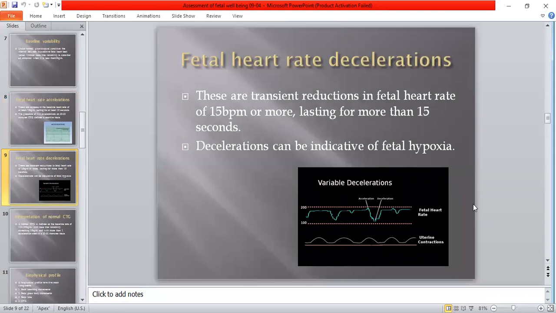Fourth is fetal heart rate decelerations. These are transient reductions in fetal heart rate of 15 beats per minute or more, lasting for more than 15 seconds. This is absolutely the opposite of accelerations. Decelerations can be indicative of fetal hypoxia. There are two types of decelerations: early decelerations and late decelerations.